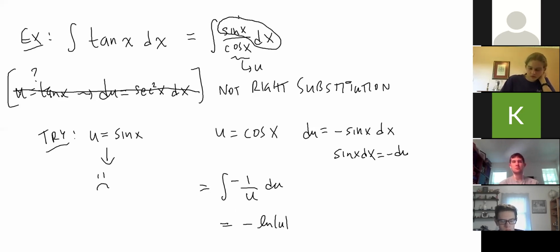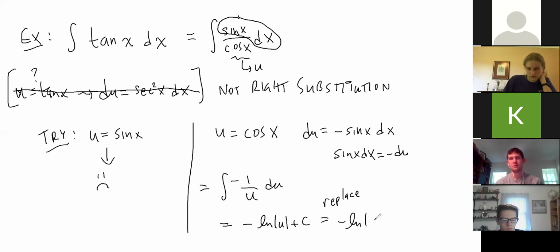Those are popping up in here. U plus c. And now I replace, because I want to get back to where I started from. So this is the negative natural log of u, which is cosine. Let's see.